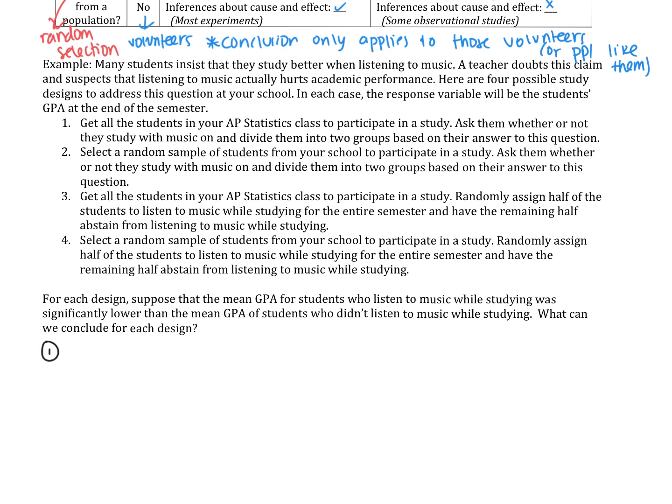Design 1: get all the students in your AP Stats class to participate in a study. Ask them whether or not they study with music on and divide them into 2 groups based on their answer to the question. So it doesn't matter which order we go in, but first I'm going to ask us, were there treatments assigned? Did we force someone to do something, or did we allow them to choose which group they were in? We allowed them to choose, right? Divide them into groups based on their answer to the question. Okay, so we did not randomize or assign treatments.